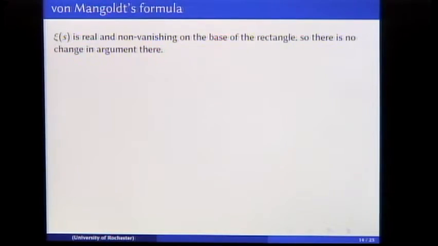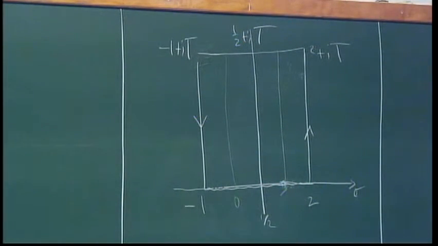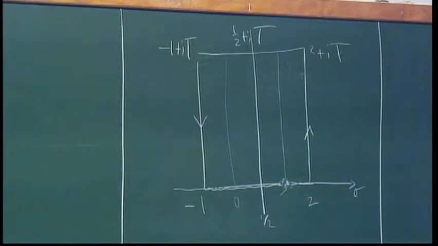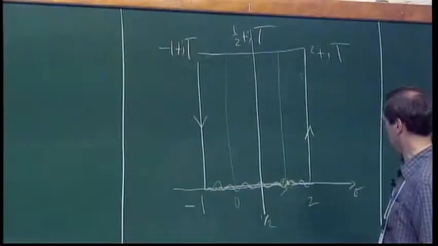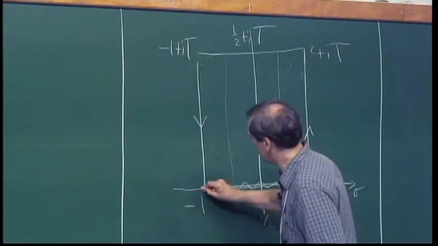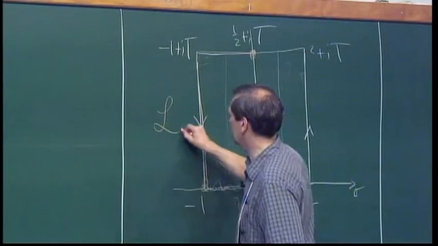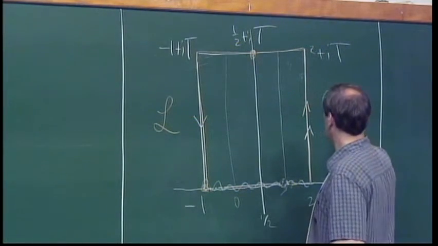On the base of the rectangle here, the xi function is real. The zeta function is real there, the gamma function, and so on. So it's real, so there is no change in argument. There's also no zeros there. Well, this is where the pole comes in, but ignore that. I haven't told you quite the truth here. Now I'm going to split the rest of the rectangle, so we can ignore this piece for now. So this part from a half plus iT over and then down, that's L for left. And then this part, but going this way, is R.